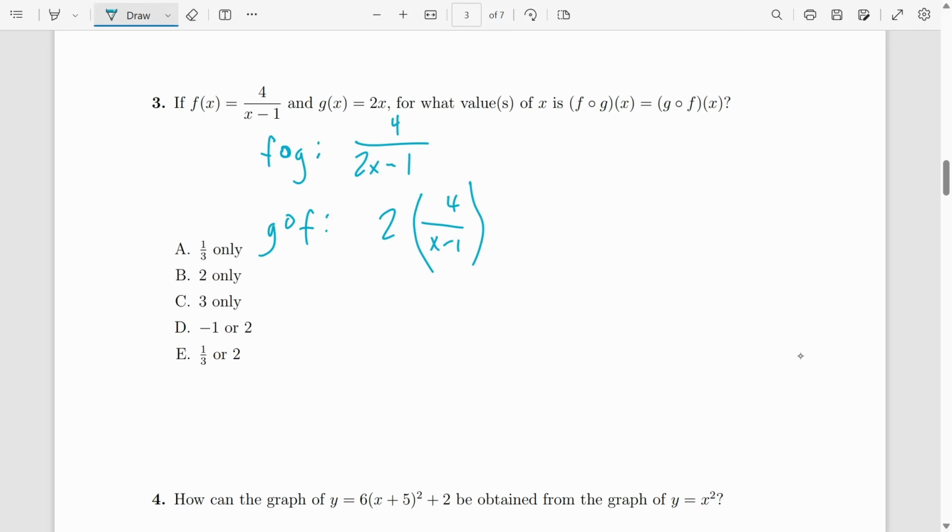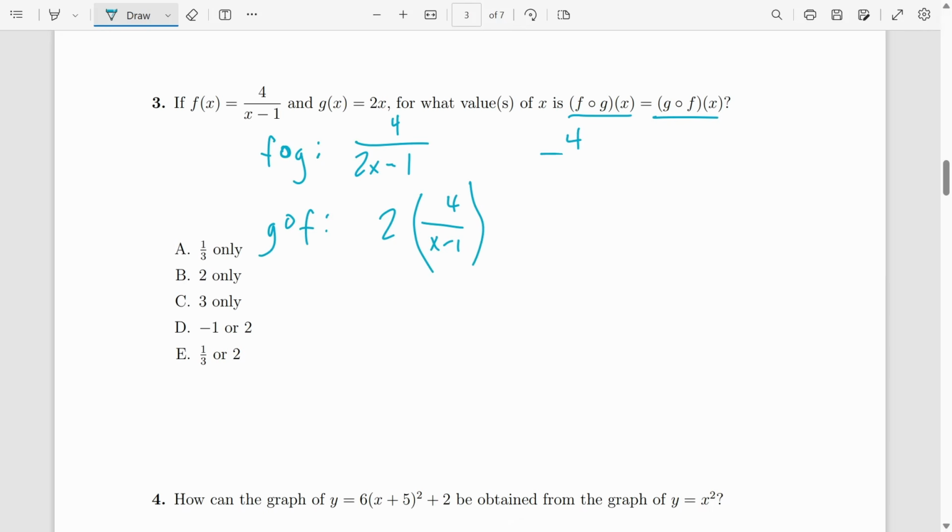Now I think all we have to do is set them equal to each other. So we set them equal to each other, and then we solve for x, because there's only going to be one variable, and we can just solve for it, and then we'll get our answers. All right, set them equal to each other.